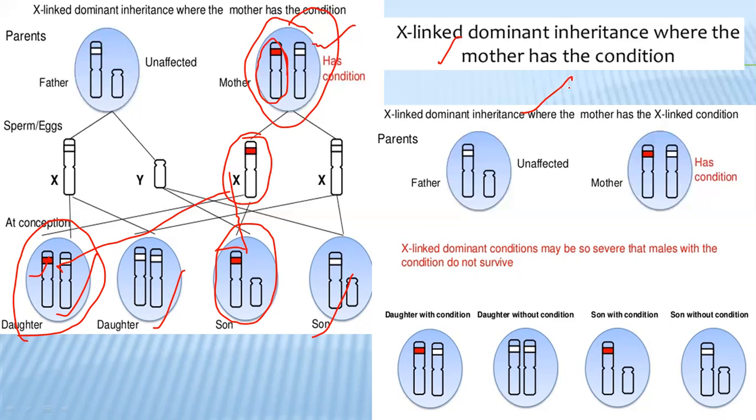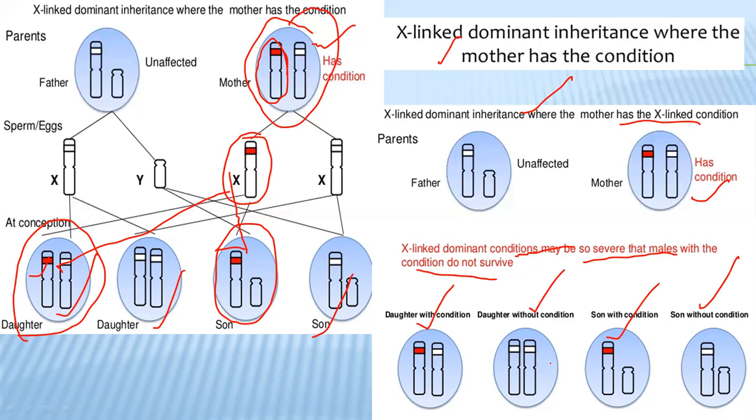In the second condition, the mother has the X-linked condition, the same one where the mother is suffering from hypophosphatemic rickets. X-linked dominant conditions may be so severe that males with the condition do not survive, because a male does not have any other X chromosome. There is only one, and it is defective. So here the son is seen with the condition, and here the daughter without the condition is normal. But here the daughter with the condition can survive.